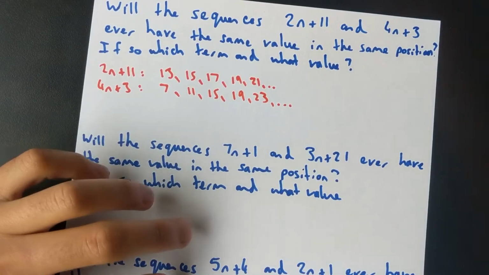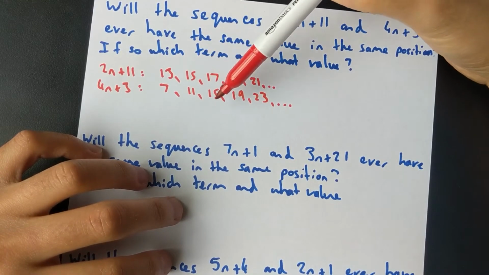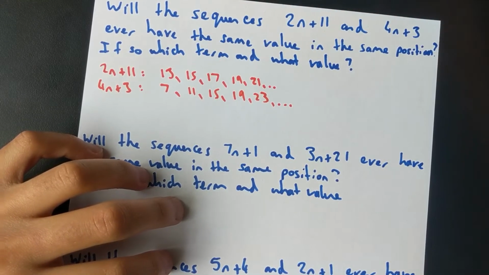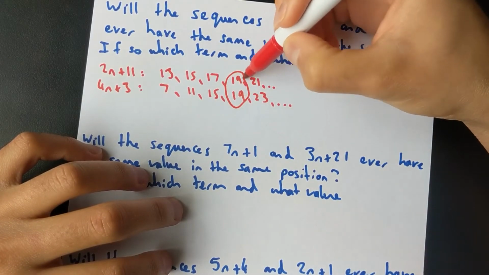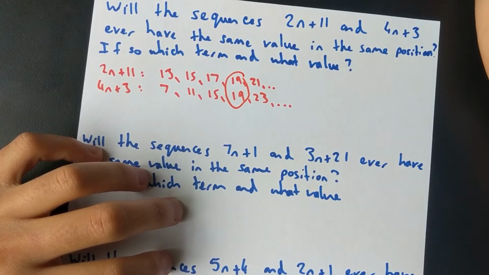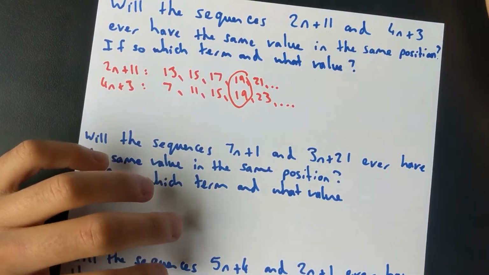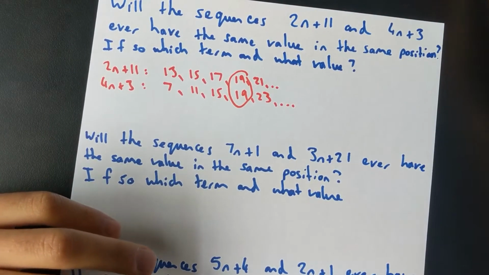Now, we can see that both of these sequences have the number 15 in them, but what I asked for is the exact same number in the exact same position. And here we can see they've got the same fourth term, which is 19. So that's the slow way of doing it, writing out the list and finding if there is any point where they have the exact same number in the exact same position.